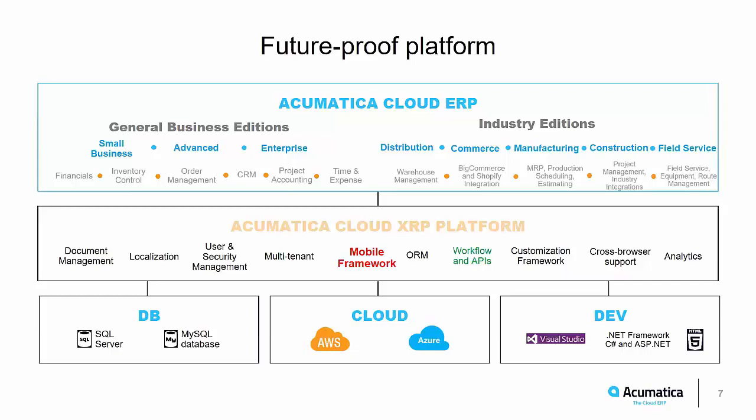So on top of that, you have those industry editions, you have those order entry, inventory that we just saw, and then down below it, you take that information and now you're going to put it on either SQL Server or MySQL. You can run it in the AWS as a SaaS application or the Azure cloud, and you have all from the dev side, Visual Studio, .NET, C# and ASP.NET. So together, this creates a platform that I can say from my opinion can't be compared to any of the other solutions that are out there right now.